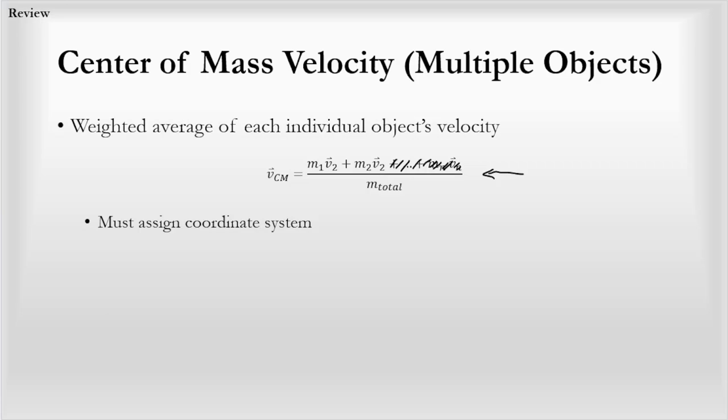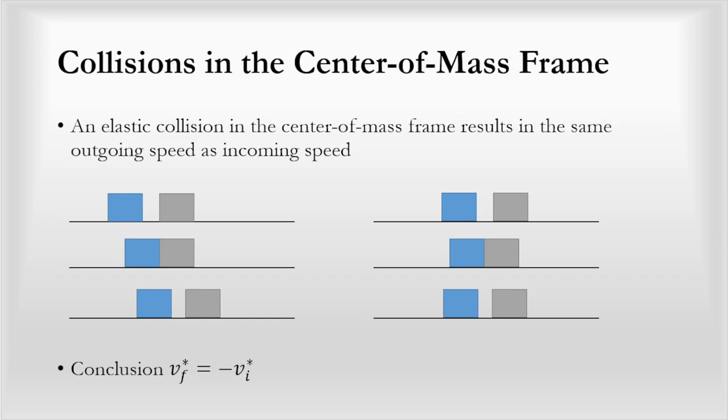So what we're going to do is with elastic collisions, there's an interesting fact that is true about collisions: in the center of mass frame, the incoming velocity for the objects in the collision is going to be the same speed as the outgoing. So that's why I have drawn these diagrams. Let's talk about it for a second.